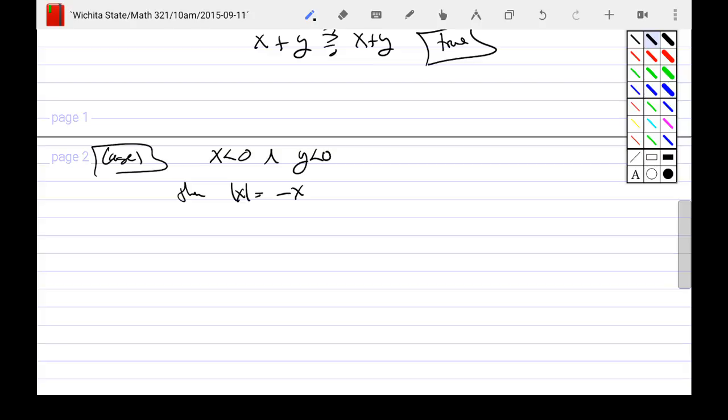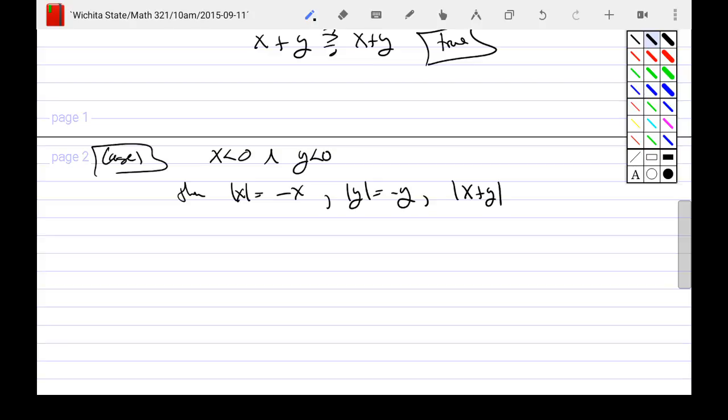Is everybody okay with that? That this minus x is a positive number. That's how I made it positive. I took a negative, threw a minus on it, got an extra negative, now it's positive. What's the absolute value of y? Negative y. What's the absolute value of x plus y?